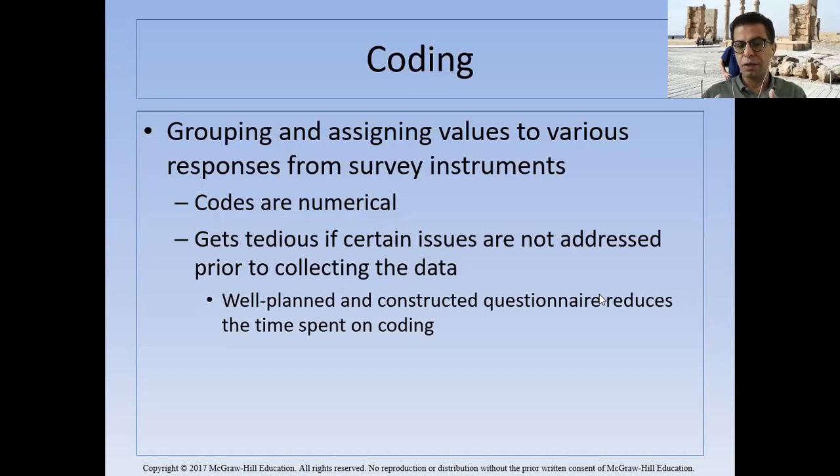So a well-constructed questionnaire reduces the time spent on the coding. If you write a good questionnaire, there will most likely be good, clear-cut answers where you can easily put a code on it, and the code is a numerical. Now keep in mind, this doesn't mean you're going to use these numericals directly. They might be referencing something else, and that's what you call a code.